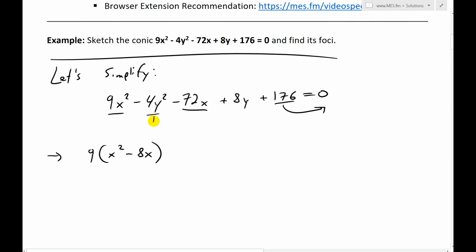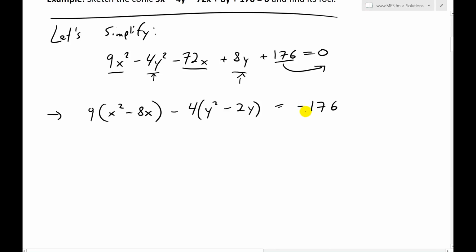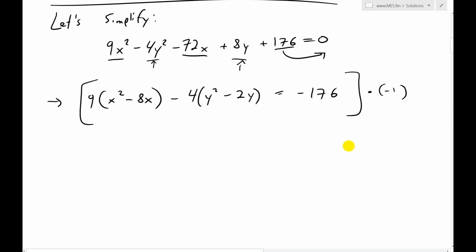I'm going to do the same for the y terms. Here I take out a negative 4, because then we have 8 in there, so that becomes negative 2. So we have minus 4 times y squared minus 2y, and the constant goes on the other side, negative 176. Now, since this is negative, we can multiply by negative 1 on every side. So we'll have 4 times y squared minus 2y, minus 9 times x squared minus 8x, equals 176 positive.